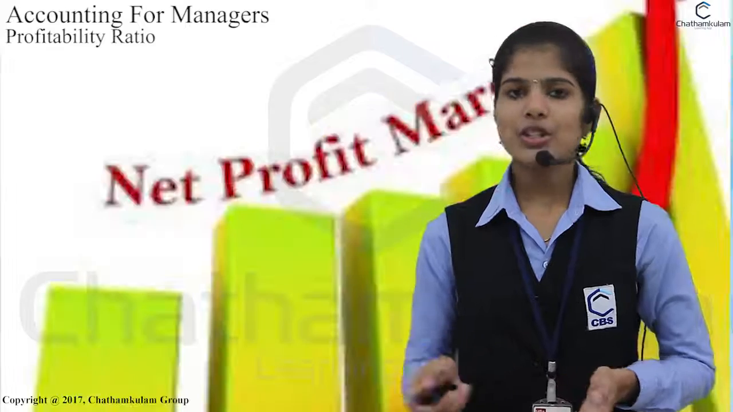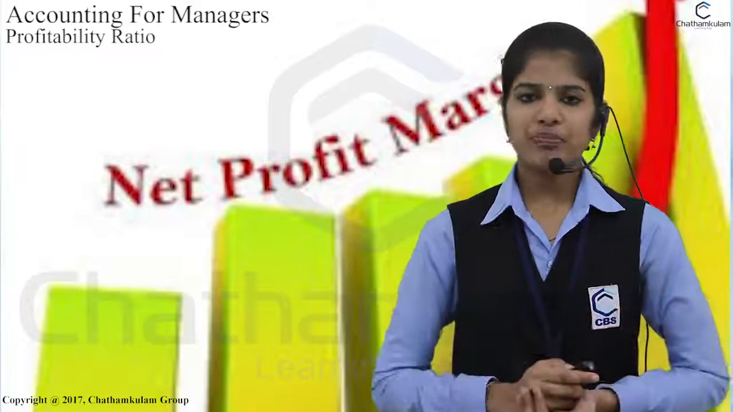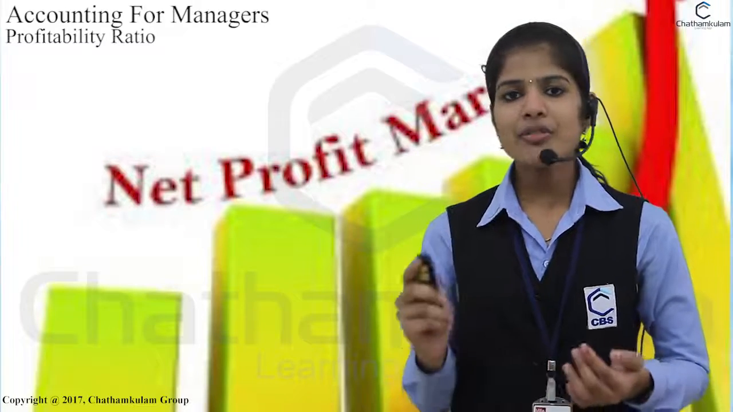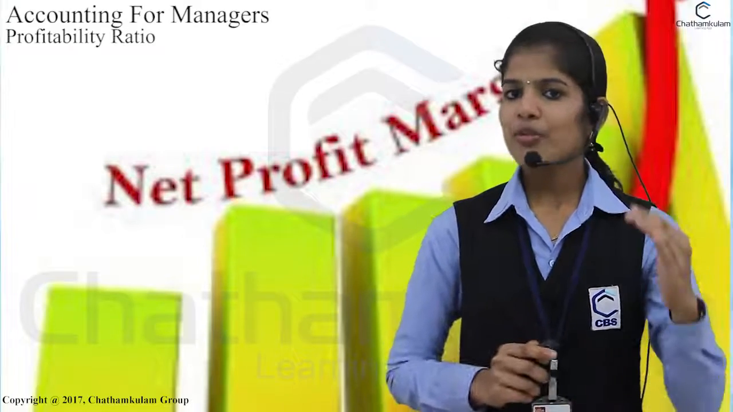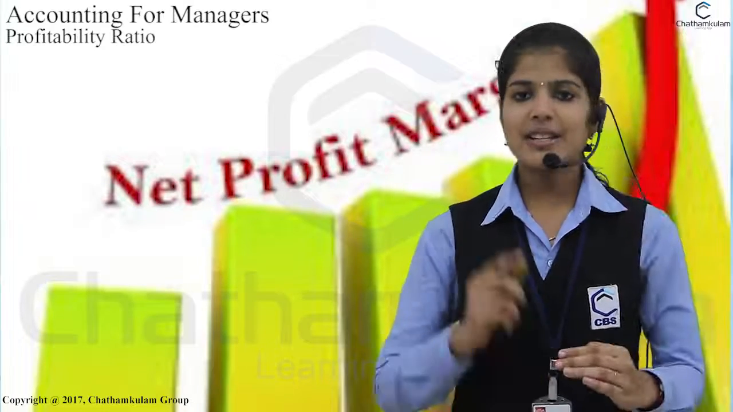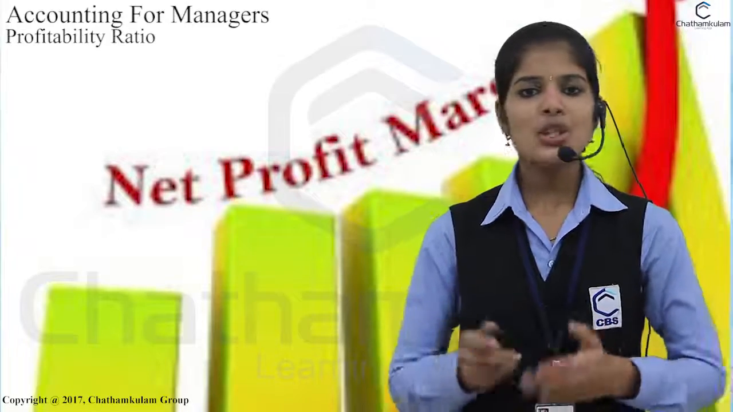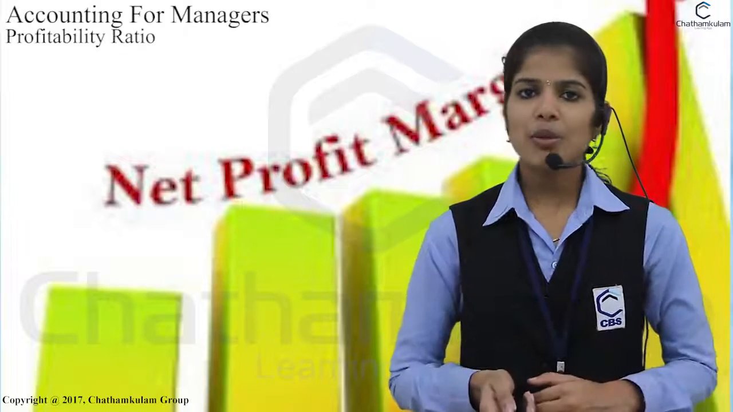Next, net profit ratio. Net profit is a good indicator of the efficiency of a firm. Net profit ratio is determined by relating the net income after tax to net sales. How do we calculate the net profit ratio? Net profit after tax divided by net sales into 100, we get the net profit ratio. A high ratio indicates a better position. There is no standard format for the net profit ratio.